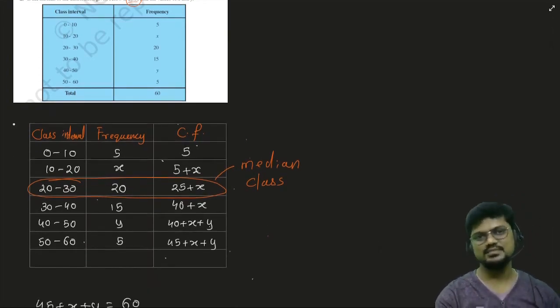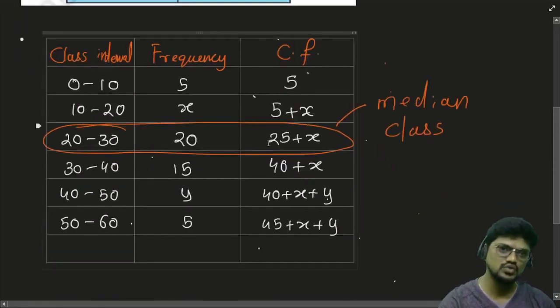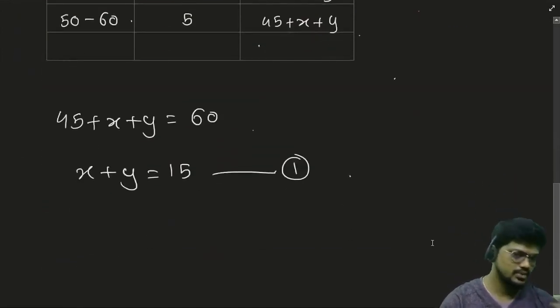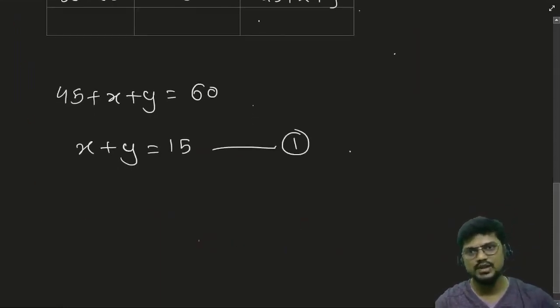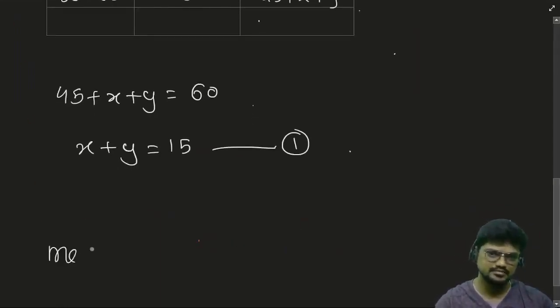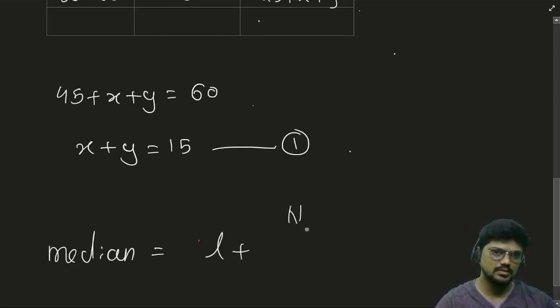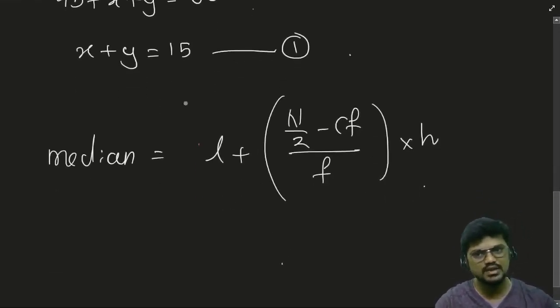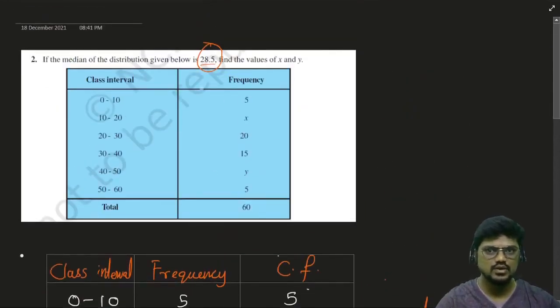Next is, over here, the median class will be there. Now, we know the formula to find the median. What is the formula? L plus n by 2 minus CF, divided by the frequency, into h, right? We know what the median is. The median is 28.5.